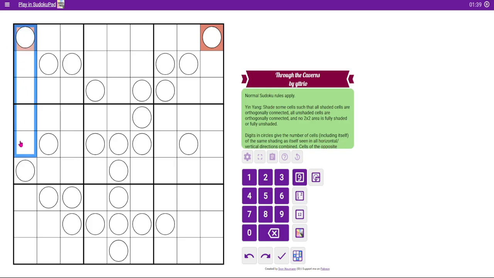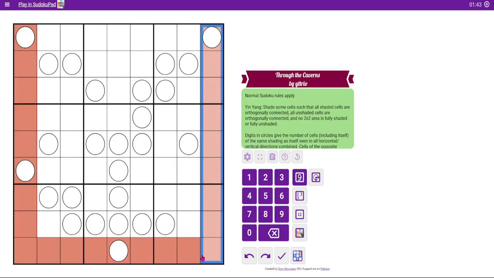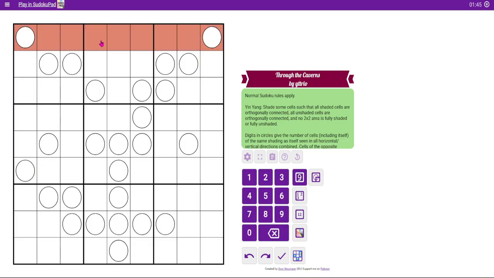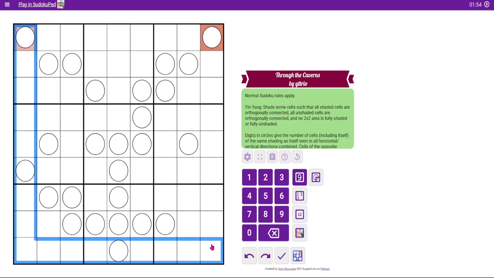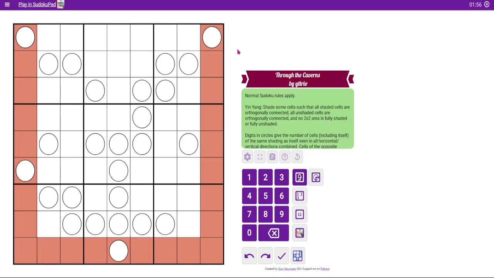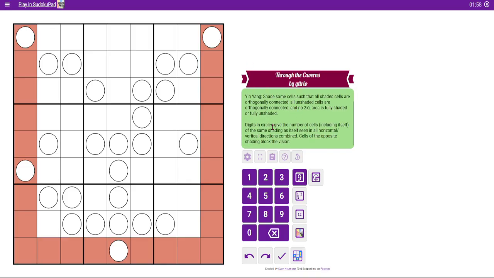Either it would be all the way to the bottom down here, going back up, or it would be just straight across in the top. But what does it mean now that these two are connected? Let's remember the rule down here where the circles give the number of cells shaded with the same shade.